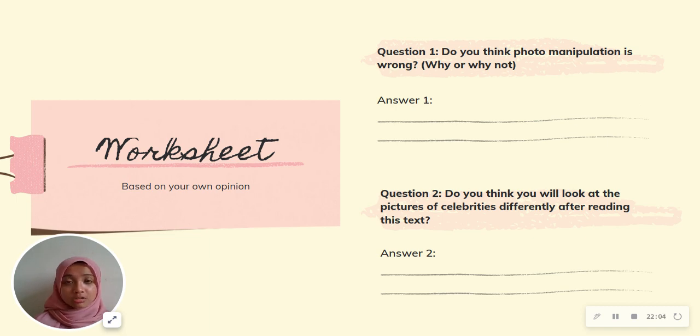If I say it is not wrong, when people use Photoshop or something like that, it's actually to boost their confidence, to be a public figure, to be presentable in front of people. So that is why they use Photoshop or whatever in magazines and all of that.